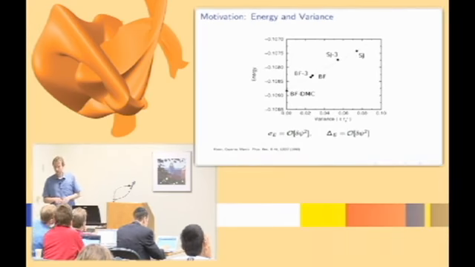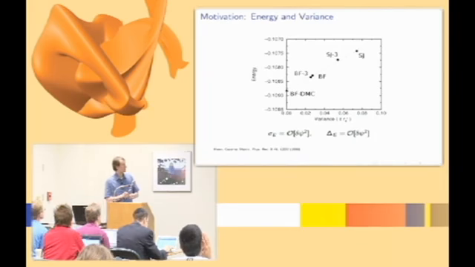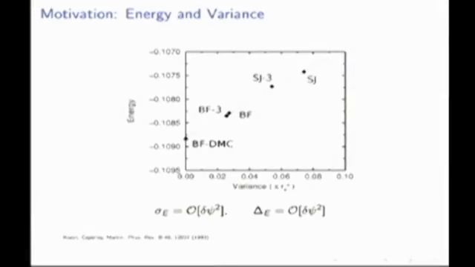Can you just comment why is the variance in DMC 0? So this is just a reference calculation. If you look at the way that the variance of this calculation goes, it's actually not second order in the trial wave function error. It's a product of the error in the fixed node wave function and the error in the trial wave function.